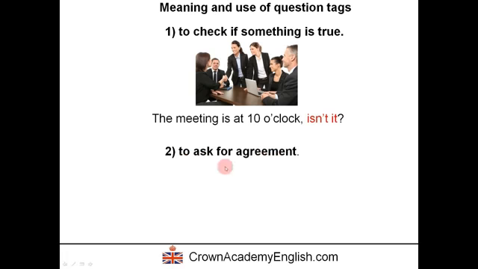Another example: they want to watch TV, don't they? So they want to watch TV. This is affirmative. And don't they? This is the negative. And don't worry, I'm going to explain the form of this and this in this lesson.